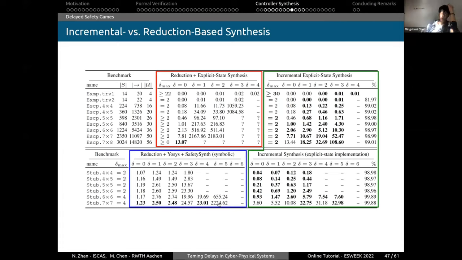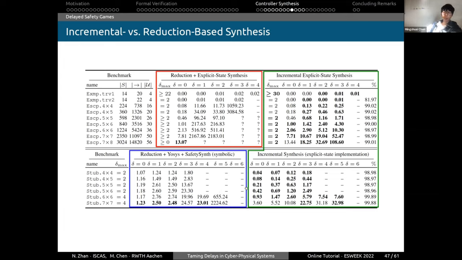And then we implemented our incremental algorithm without any reduction. So we use the information when lifting from a smaller delay to a larger delay. In this case, you can see we can solve the synthesis problem faster than both of these two naive implementations, especially when the delay gets larger. Then we need, let's say, a couple of seconds to finish the synthesis of a safe controller. However, for the state of the art, this is not the case.